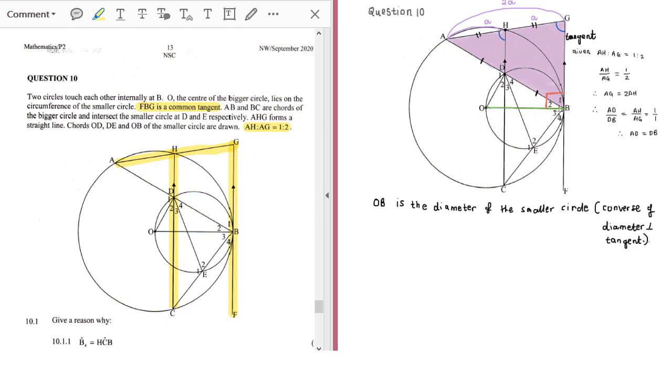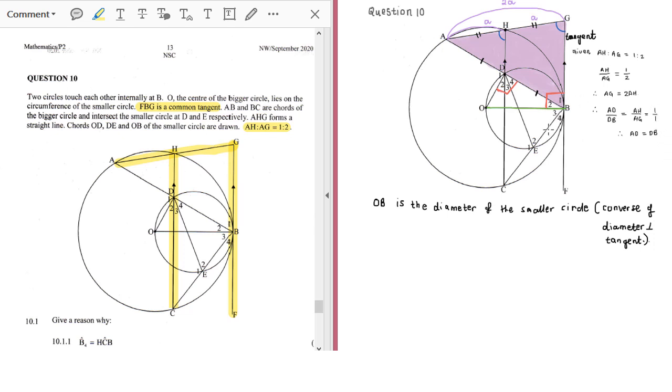Okay, so if OB is now the diameter of the smaller circle, it means that now what we have is an angle in a semicircle there at D. So all these angles D2, D3, and D4, all of those are equal to 90 degrees.